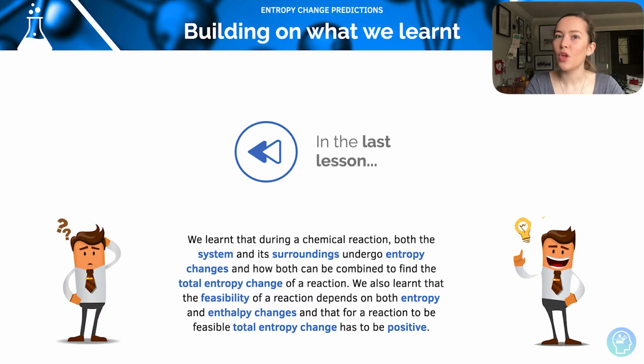So in this lesson, we're going to learn how to predict those without the numbers, and then we'll have a look at some equations, and we'll try and infer from the information we're given whether we think the overall entropy change is going to be positive or negative.